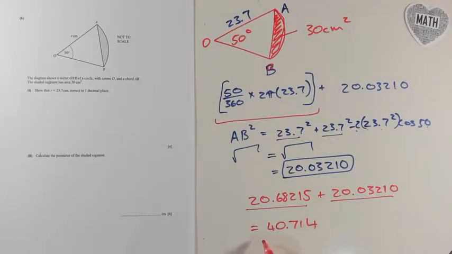And if we wanted 3 significant figures like they always do, we can just do 40.7 to 3 significant figures.